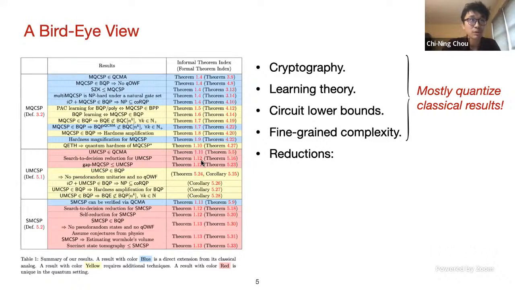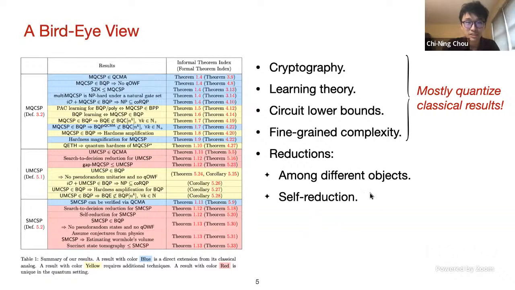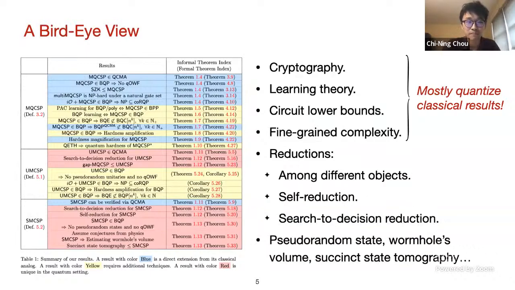But the more interesting results are probably the red ones, where we prove some quantum-unique results. For example, we can show that for certain types of quantum MCSP, like the state version and the unitary version, we can have some cool reductions that are not known in the classical setting, for example, some self-reduction or search-to-decision reduction. And for the state version of MCSP, we also connected it to something like pseudorandom states. So as an initial study of MCSP in a quantum setting, it connects to lots of different areas, and also to something that is unique to the quantum setting.